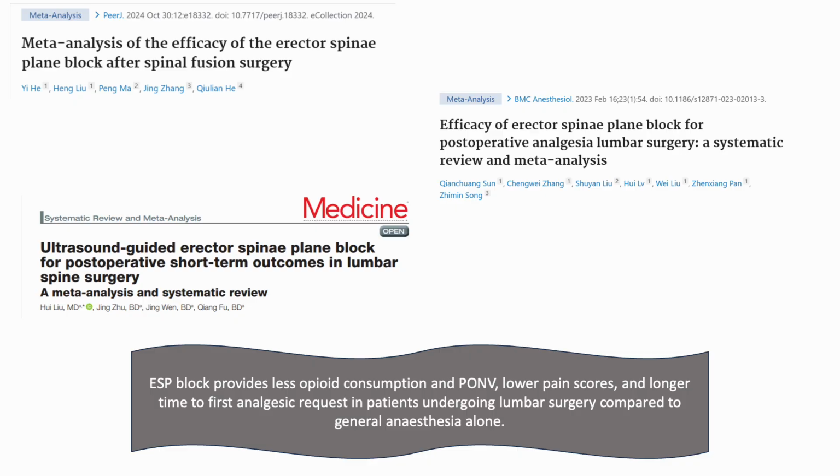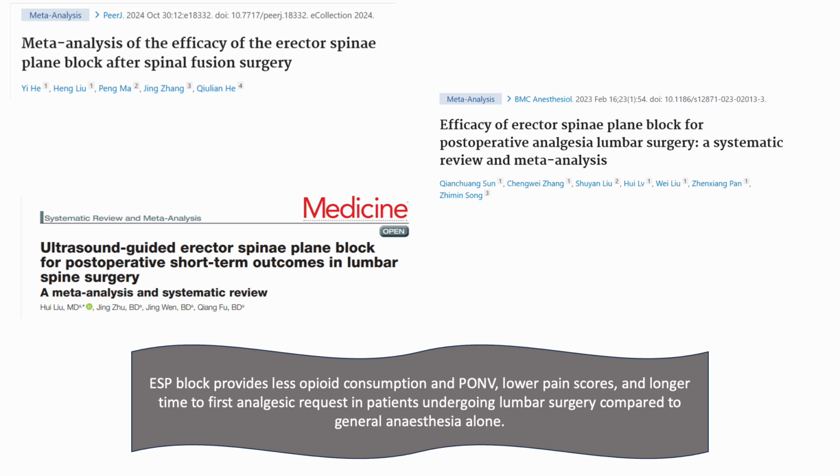Lumbar ESP block was shown even in cadaver studies to 100% block the dorsal ramus of the spinal nerves. Hence, their efficacy in posterior lumbar spine surgery. Multiple meta-analyses have confirmed the efficacy and the opioid sparing effect of lumbar erector spinae plane block in spinal fusion surgery as well as lumbar laminectomies.